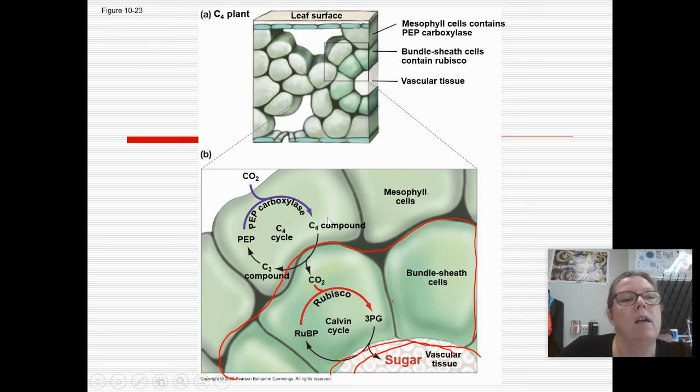And again, you're separating. This is C4, so carbon dioxide is coming in whenever the stomates are able to be opened, and it's being fixed in this C4 compound in the mesophyll cells. And then it's being passed on when needed. The carbon dioxide is stripped off of it and added to Rubisco and so on to do the Calvin cycle. What remains, of course, is a C3 compound that can be attached to another carbon dioxide whenever the stomates can be open. So that's C4.